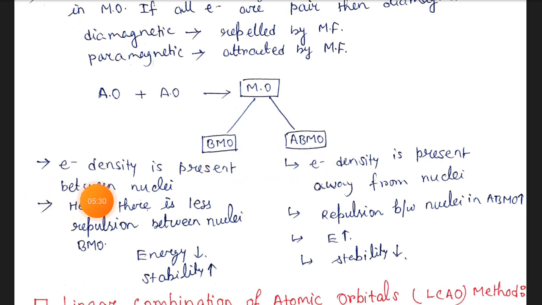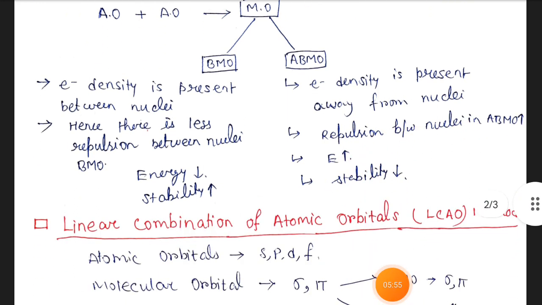Because electron density is present between the two nuclei in the bonding molecular orbital. Hence there is less repulsion between the nuclei in the bonding molecular orbital, so energy decreases and stability increases. But in the case of the antibonding molecular orbital, electron density is present away from the nucleus, so repulsion between the nuclei increases, so stability decreases and energy increases.